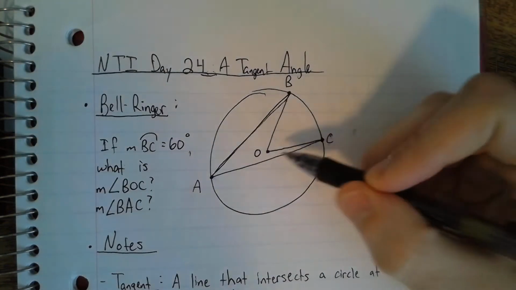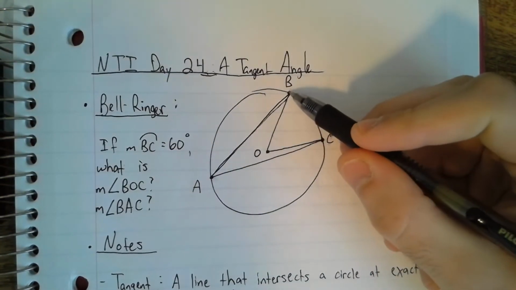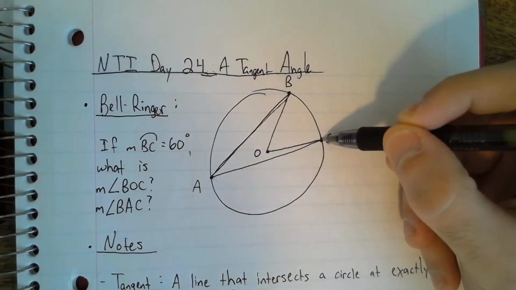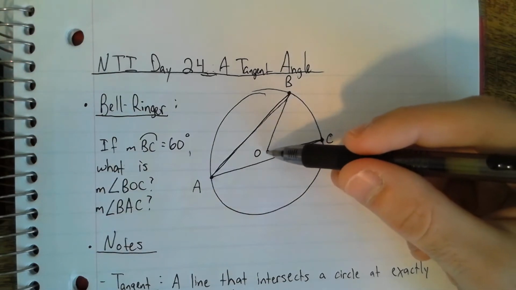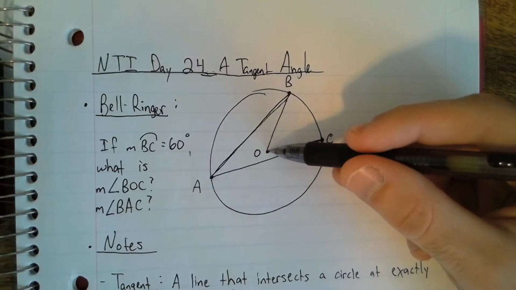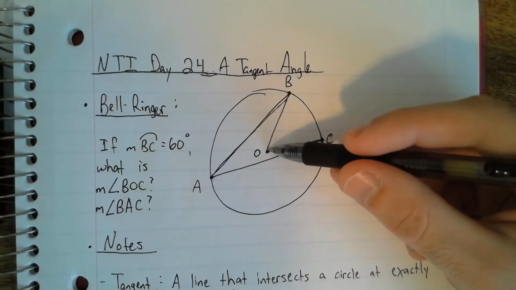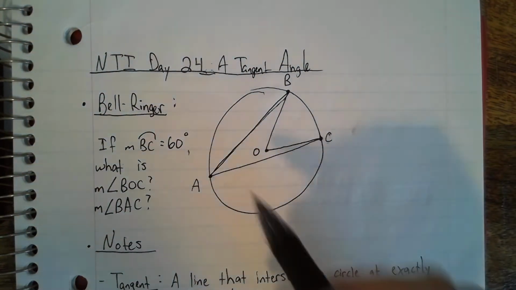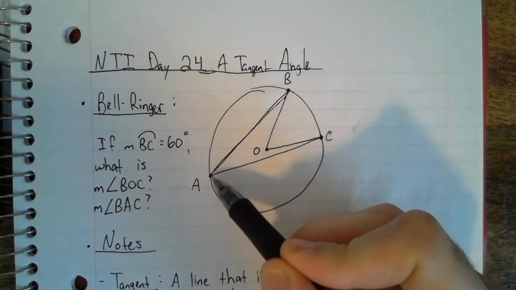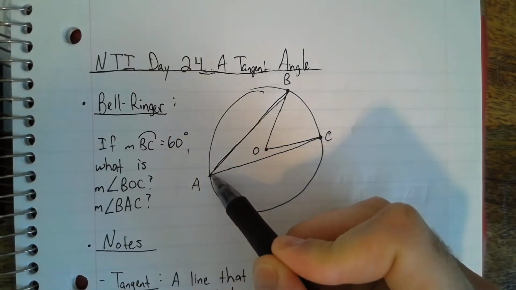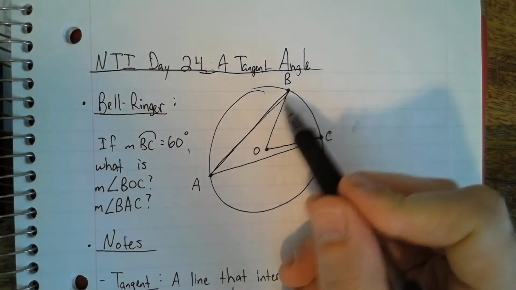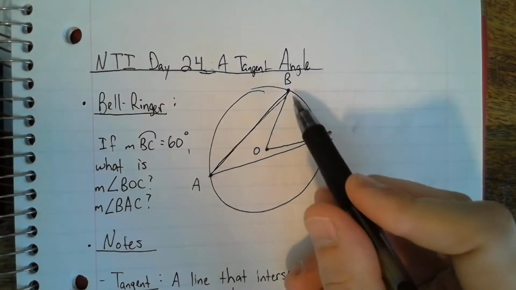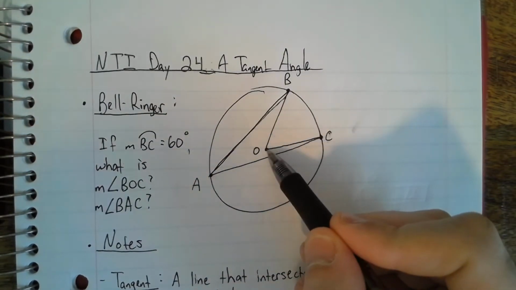So a central angle is an angle inside of a circle where the two legs of the angle touch two different points of the circle, B and C, and the vertex of that angle is the center. That's why it's called the central angle. It's because this angle stops at the center of the circle. An inscribed angle is an angle where the vertex is on the edge of the circle itself. So BAC is an inscribed angle, and BOC is the central angle.